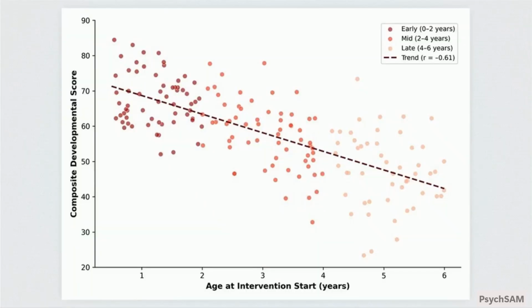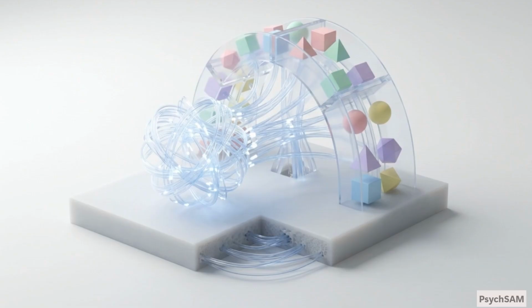Empirical data proves the value of early intervention. This scatterplot tracks 178 children with intellectual disabilities over 12 months. Children beginning comprehensive intervention before age 2 cluster in the top left quadrant, achieving developmental gains far exceeding those starting later. A medication cannot teach a child social logic or practical independence.